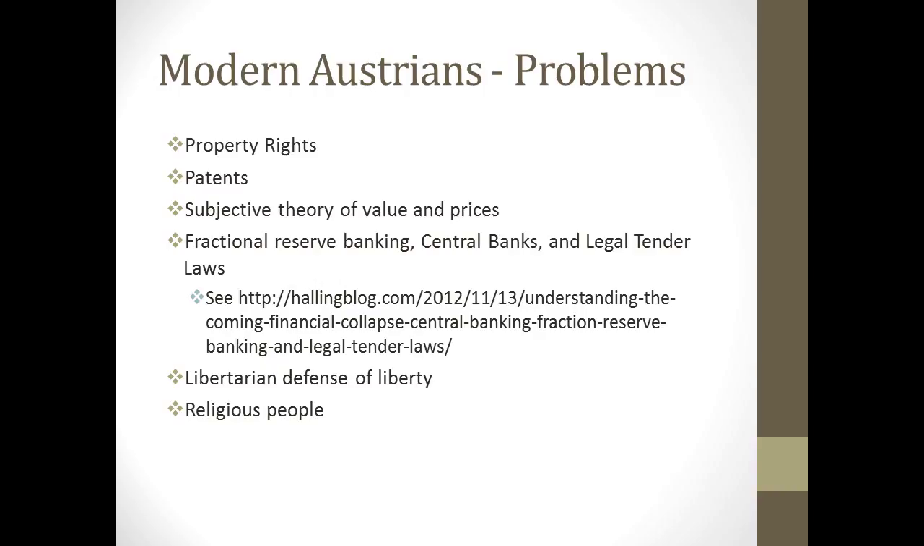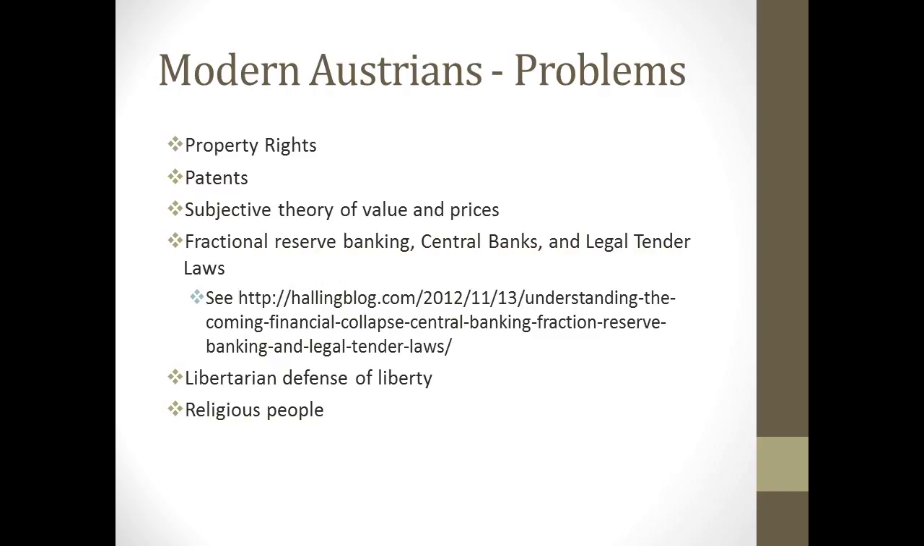And this leads to other mistakes. It means that they're completely against the idea of patents, and they don't understand that patents are property rights. In fact, property rights are based on creation. They're not just socially useful tools. And this causes them to reject all intellectual property rights. Their subjective theory of value and prices causes all sorts of problems. It, for instance, rejects the whole idea of natural rights.